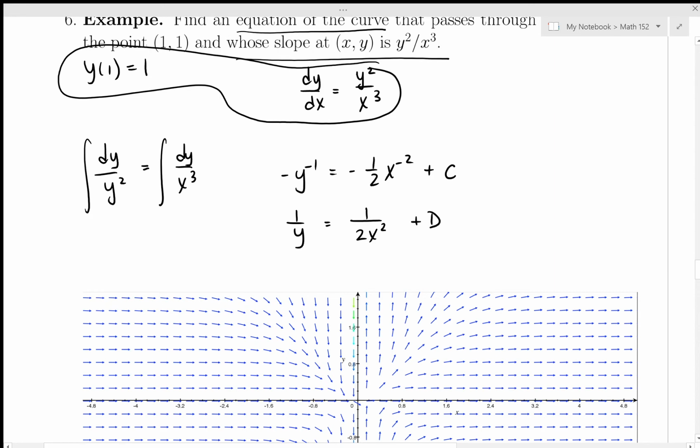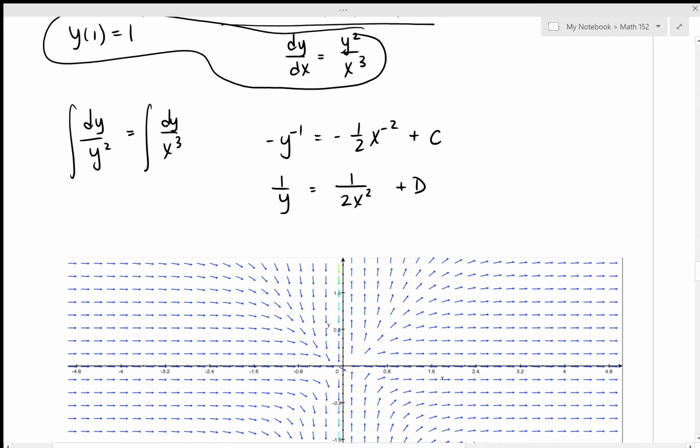And then we have the initial condition. We know that x equals 1 means that y equals 1. So we can plug in 1 for y and 1 for x. Let's do that. 1 for x. And then find out that d is 1/2.